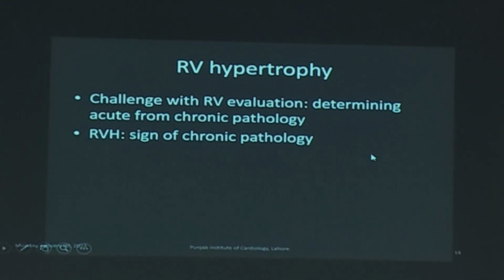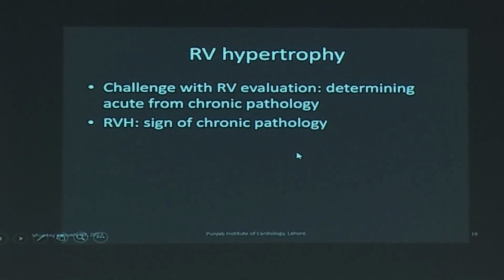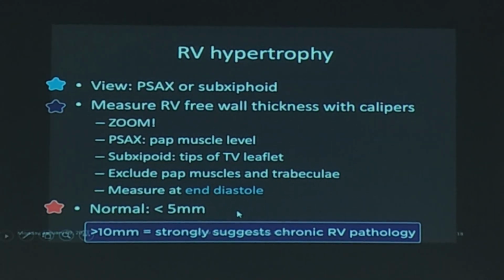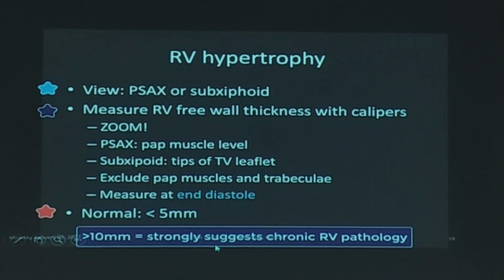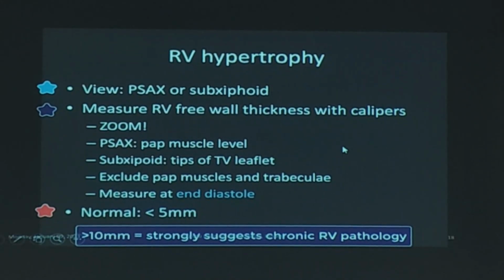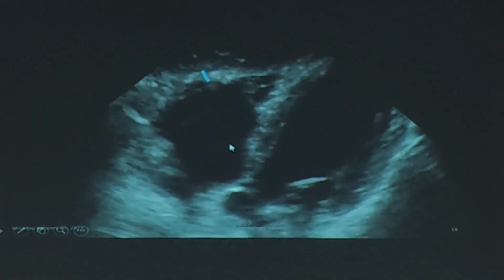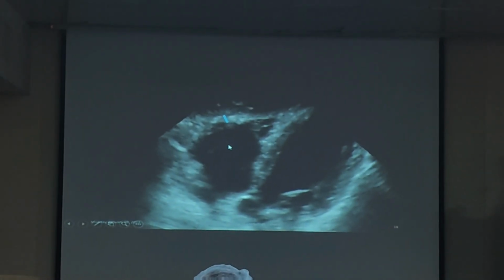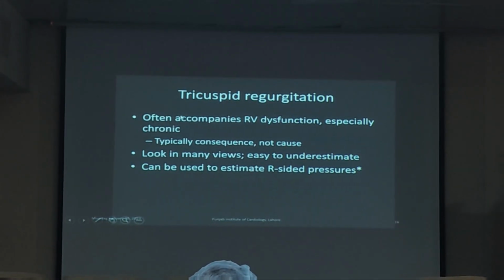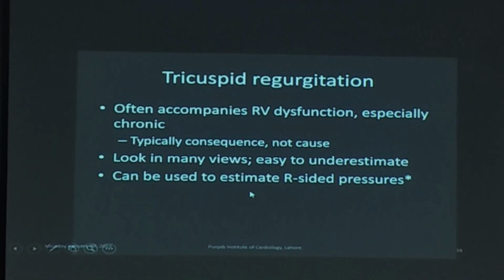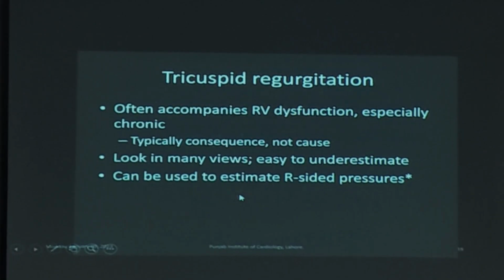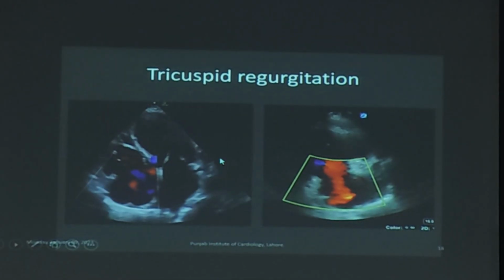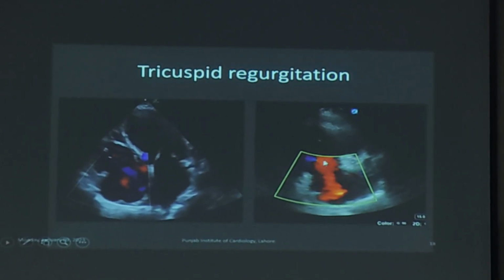And of course there is hypertrophy. We can measure it. If it is below 5 mm, it is normal. If it is more than 10 mm, it suggests chronic RV pathology. For the free wall measurement, in the apical four-chamber view, we measure this length, and it will tell about the size of the free wall of the RV. Of course, tricuspid regurgitation can also tell us about the function of the RV in chronic patients. This is a picture of the tricuspid regurgitation.